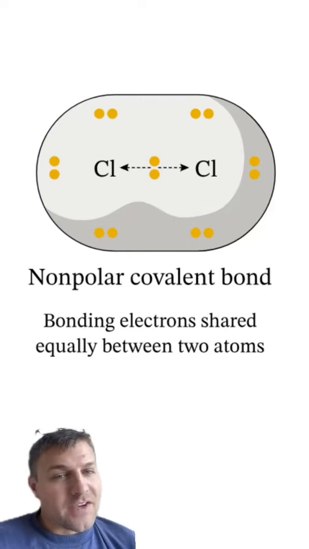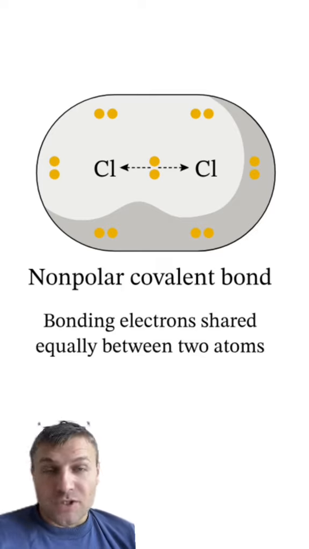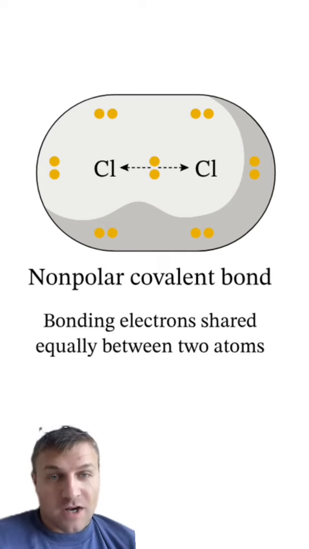This is an example of a non-polar covalent bond. You can see the two electrons within the chlorine bond being shared equally between the atoms. So since there's equal sharing, it's non-polar.